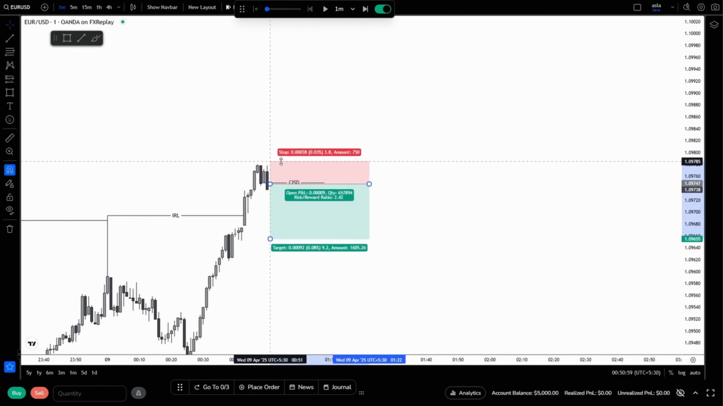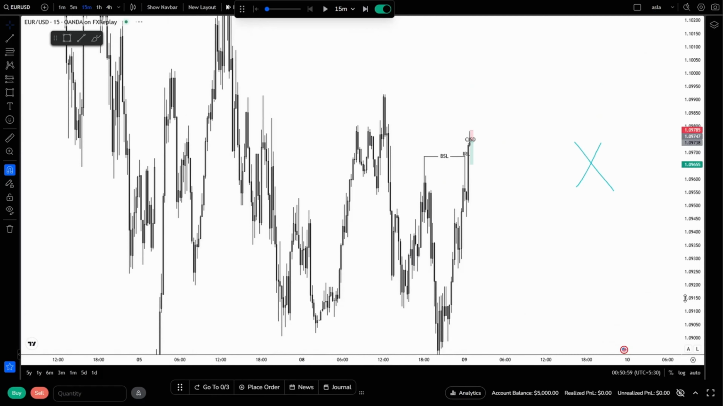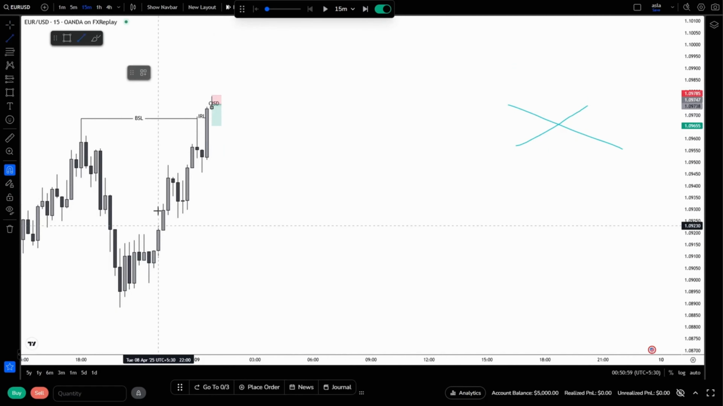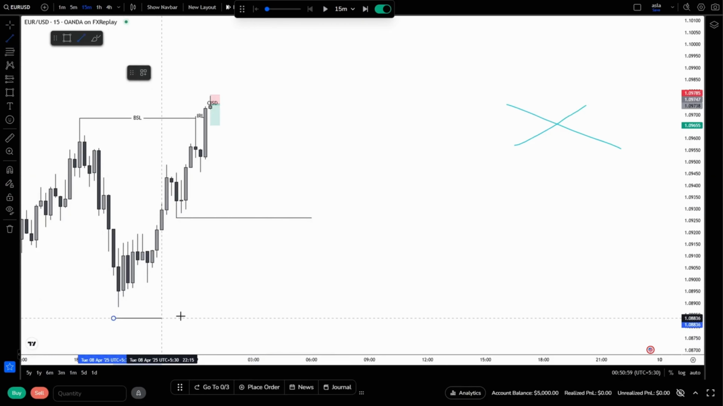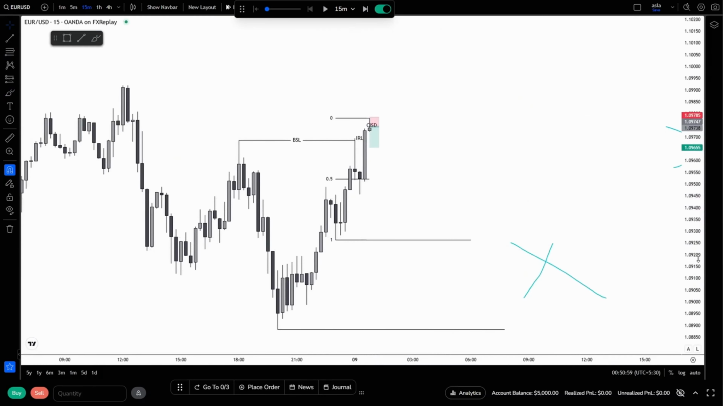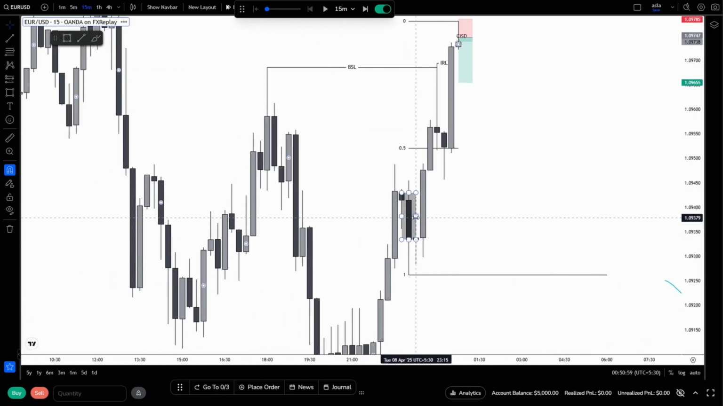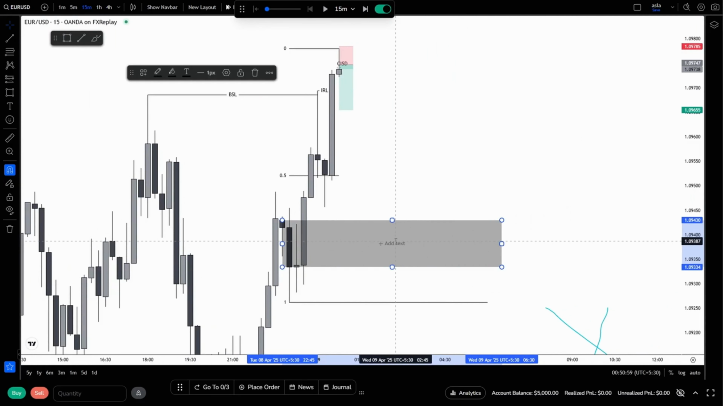Now, when it comes to targets, if we move to the higher time frame, I don't want you to directly target the opposing side liquidity. Instead, I want you to mark the previous range, draw out the premium and discount, and then look for any unfilled order block that is sitting inside the discount. In this case, we clearly have an order block in discount, so that becomes our target.